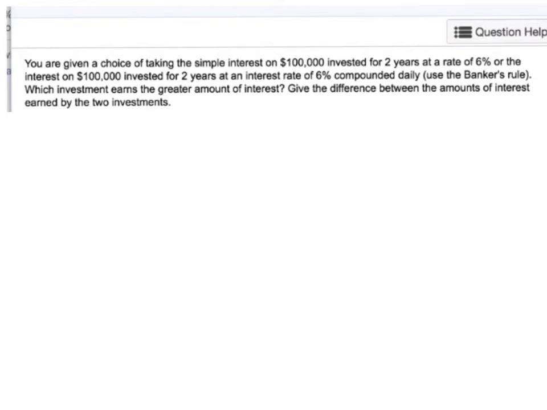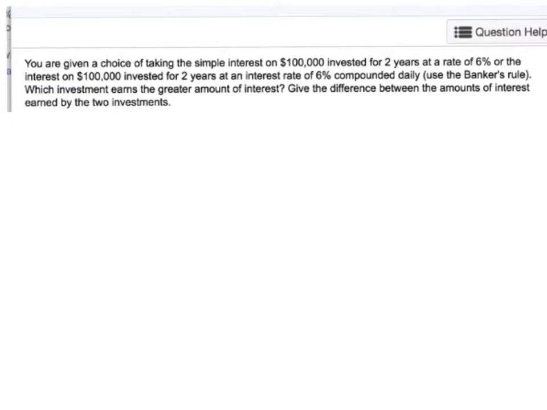Alrighty, so we're given the choice of investing the same $100,000 either using simple interest or compound interest, and it's asking us which one's going to earn the greater amount and to show the exact difference between those two amounts. Hopefully, you've read enough of your text that you know that compound interest is going to give you more interest. But now let's figure out exactly how much more, okay?